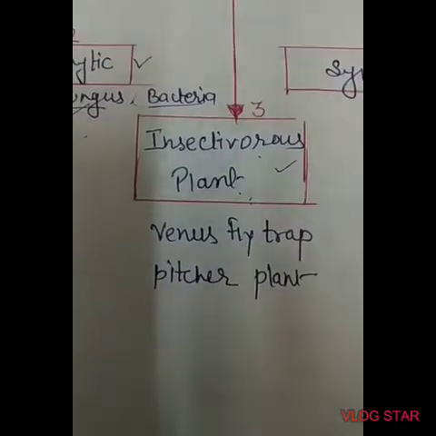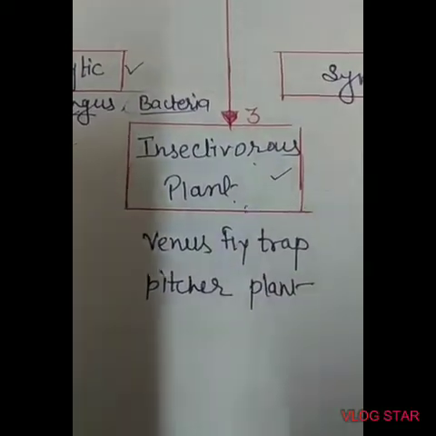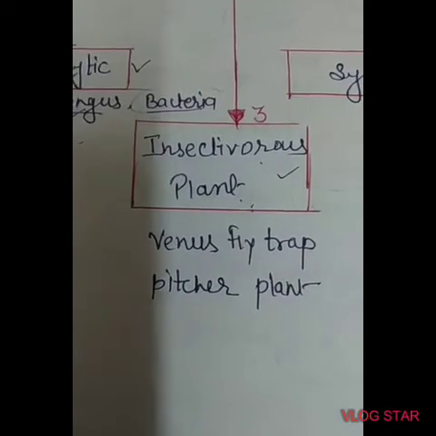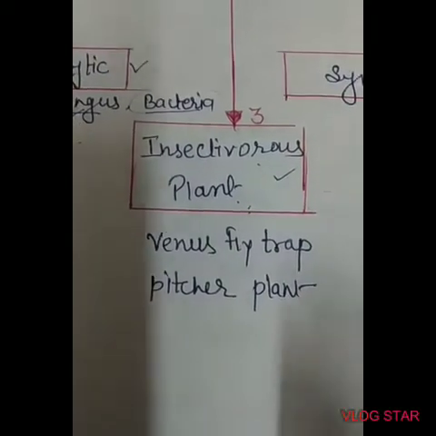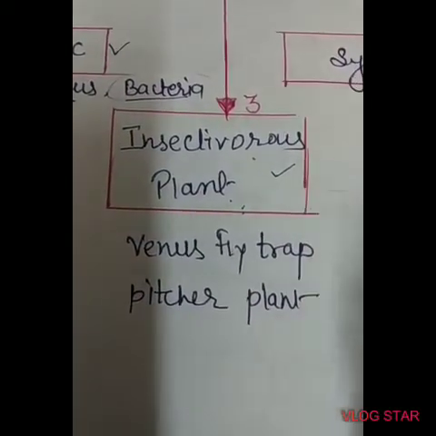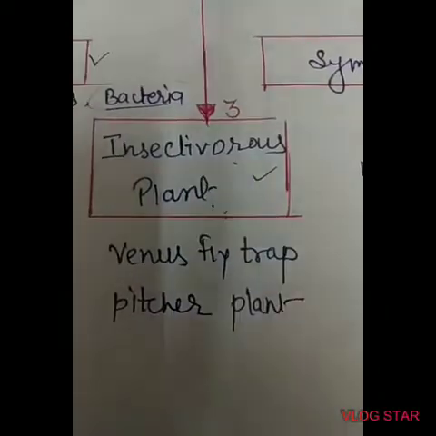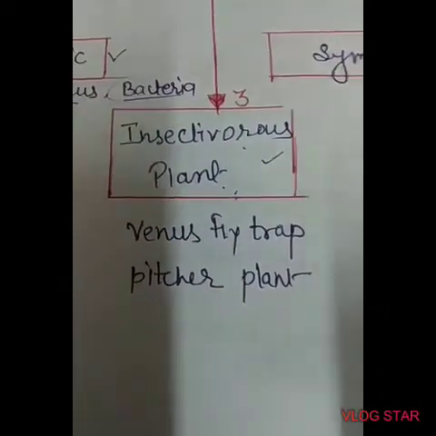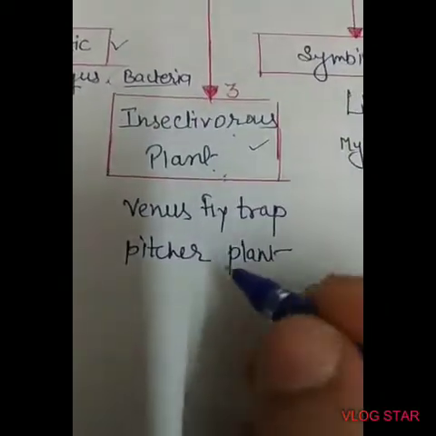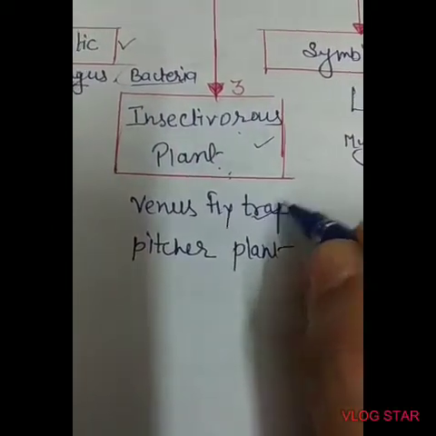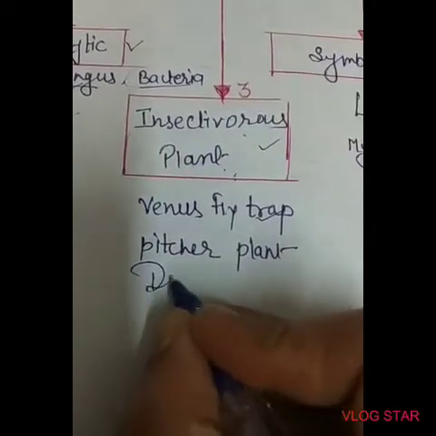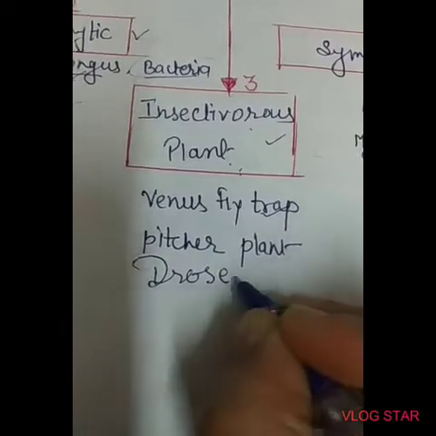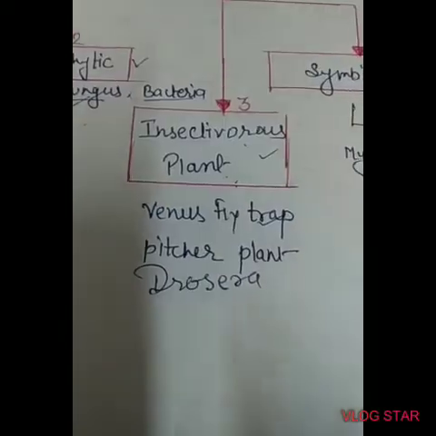They are beautifully colored plants. So insects are attracted towards their flowers. Okay. So they have special features to trap them and digest them to obtain nutrients. Examples of some insectivorous plants are Venus flytrap, pitcher plant, and Drosera. These are the examples of insectivorous plants.